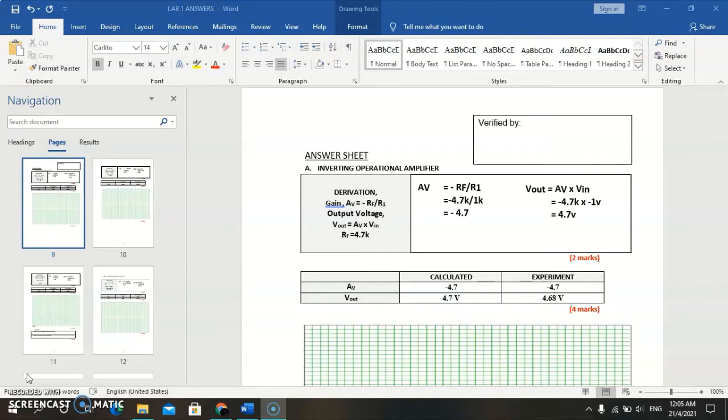Today, I will present my lab on inverting and non-inverting operational amplifiers for my subject, Analog Circuit 2. Firstly, we did the inverting operational amplifier. I already did the calculation for gain and Vout. Here, RF is given as 4.7K. I calculated and got a gain of negative 4.7 and a Vout of 4.7 volts.